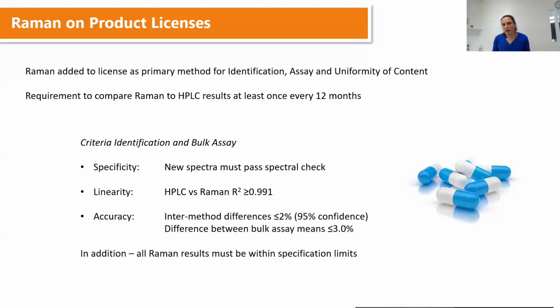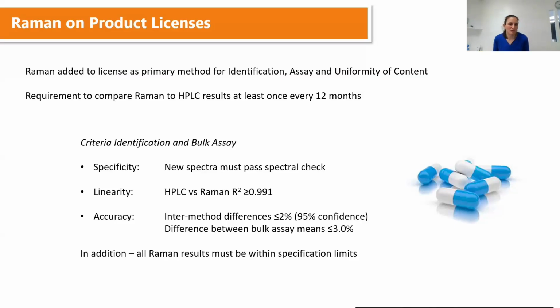Where we've put this on our license, we've been asked by the regulatory authorities to do an annual verification. So what we're required to do is once a year, compare our Raman method to our kind of traditional method, which in all cases so far has been HPLC, but it could be titration or something else. And we need to do this at least once every 12 months. And this is just to check that these 2 methods haven't drifted apart from each other and the Raman is still giving corresponding results.